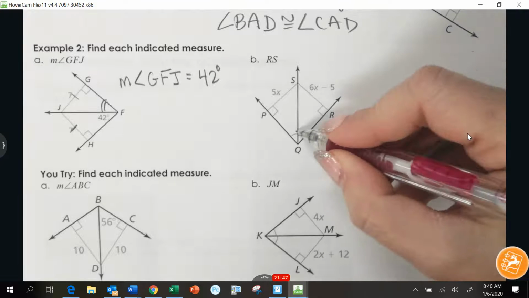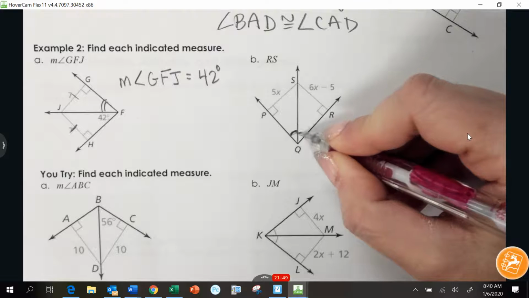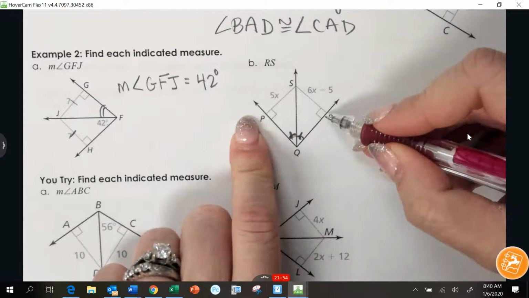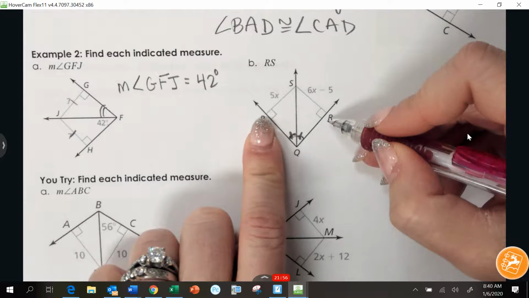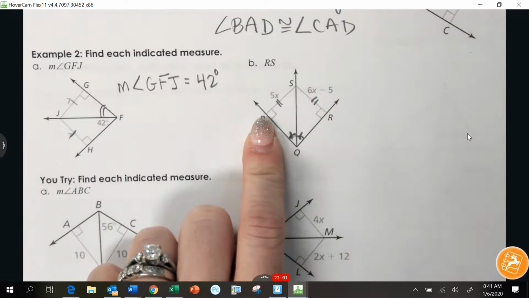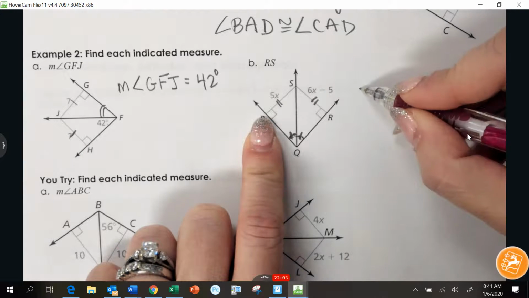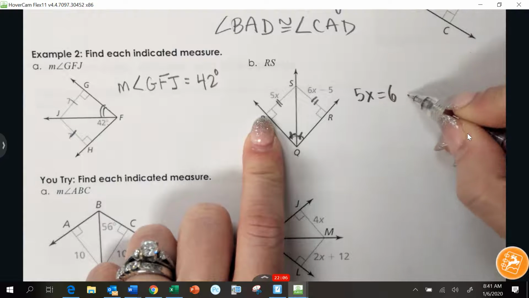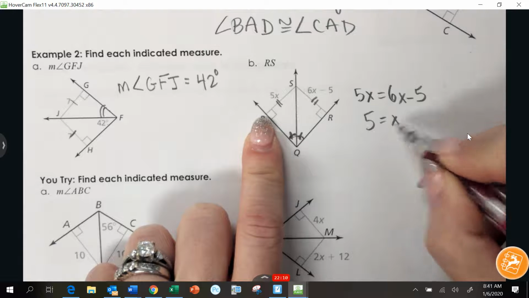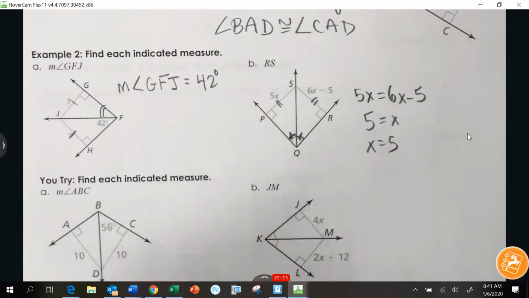In this picture, I know that these angles are congruent, and I look out here, these are perpendicular to each side of the angle, which means these two have to be congruent. That's using the angle bisector theorem. So that's telling me that 5x equals 6x minus 5. And when I solve that equation, I get x equals 5. Is that what it's asking me to find? No. It's asking for RS.